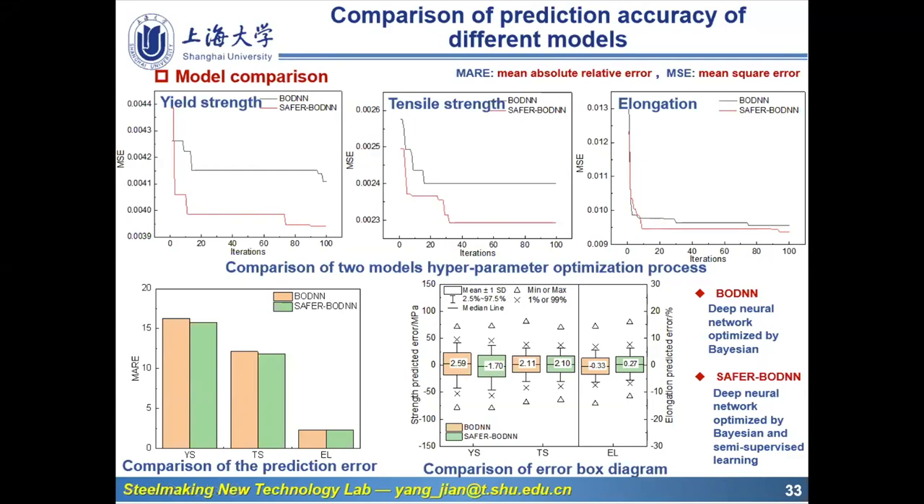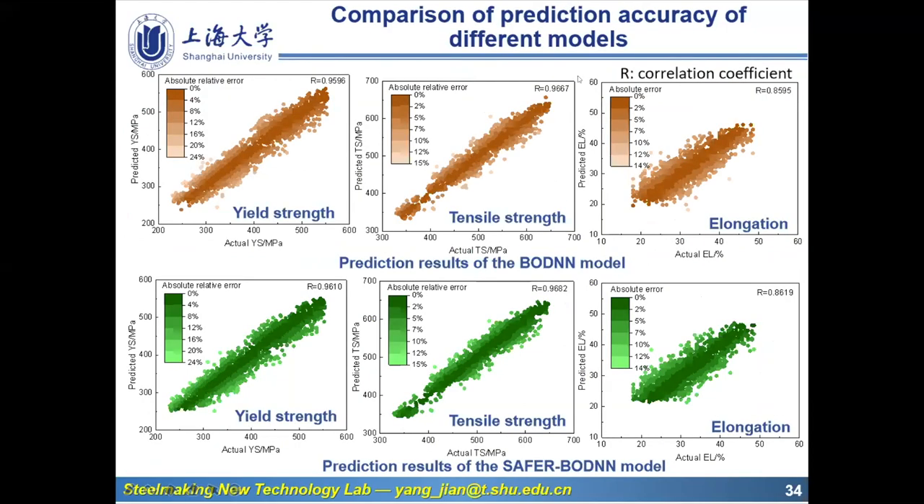And here is the comparison of the prediction accuracy of the different models. And you can see from the correlation coefficient, the prediction result of the Safer Borden is better than the Borden model.